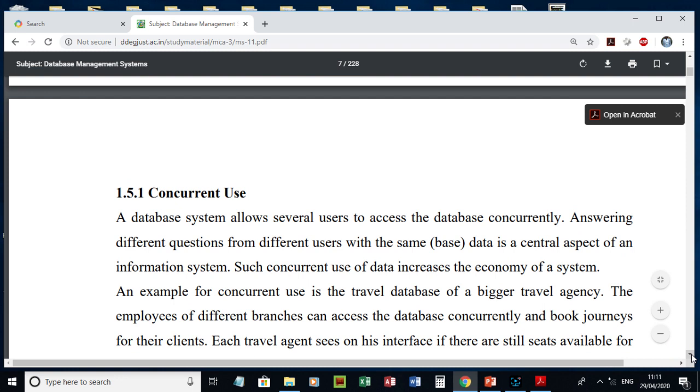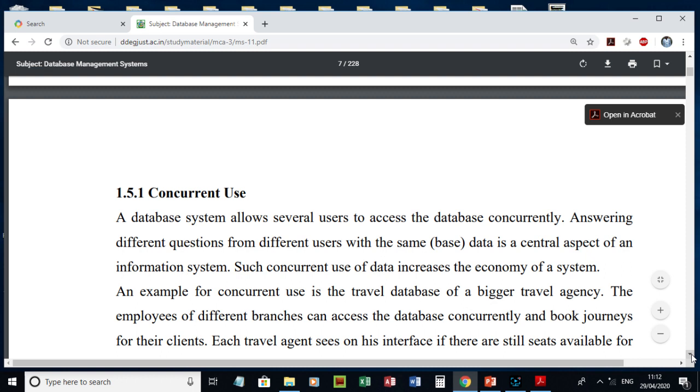One thing we left in the characteristics or functions of the database is concurrent use. Concurrent use means that several users can use the data at the same time. Many users can use it at different locations at different times, answering different questions from different users with the same database. It is a central aspect of information systems. Such concurrent use of data increases the economy of a system, because the same data can be accessed by Mr. A and Mr. B in Accra, London, China or the Far East.